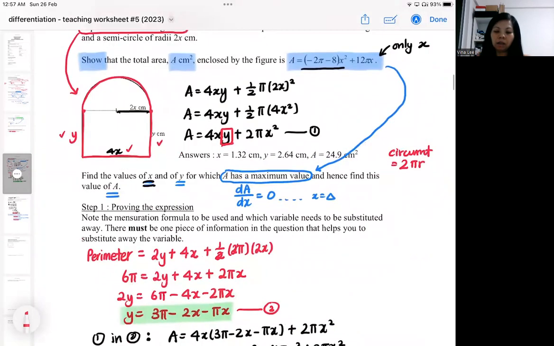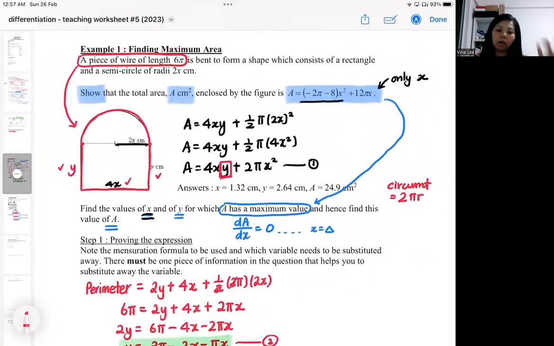Okay, so this is a case of maximum area, how we get the area formula in terms of one variable, and how I differentiate that area formula. Okay, so that is just one example first.